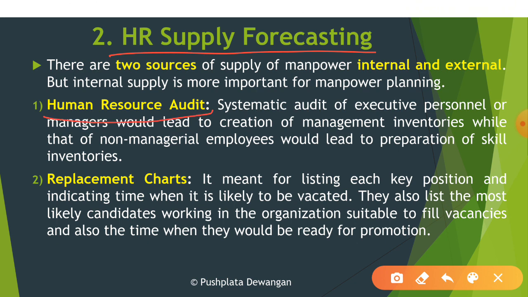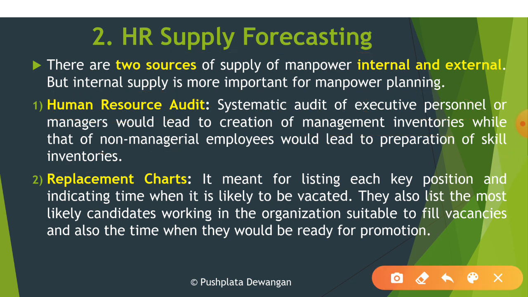The first one is the human resource audit, and the second one is the replacement chart. In the human resource audit, two things are prepared. The first one is the human resource audit of executive personnel, and the second one is the human resource audit of non-managerial employees. When an HR manager prepares the human resource audit of executive personnel, it may lead to the creation of management inventories. And when the HR manager collects the information or HR audit related to non-managerial employees, this will lead to the preparation of skill inventories.